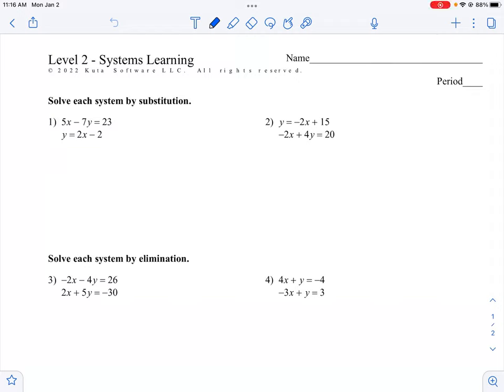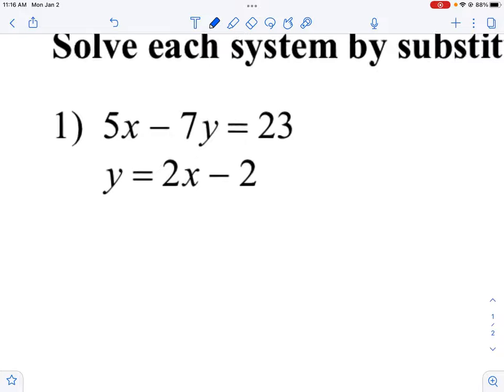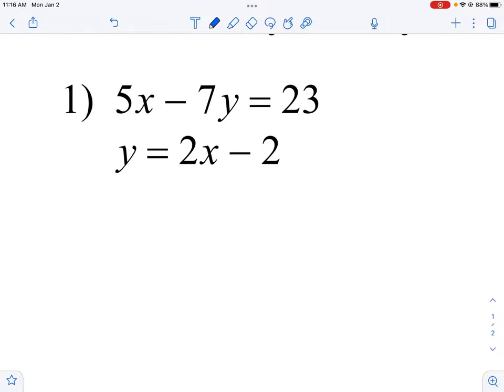Hello, it's time for level 2 systems. There's a couple methods we have for solving systems: substitution and elimination. We were just looking at substitution with level 1 stuff. It's still substitution on level 2 though.